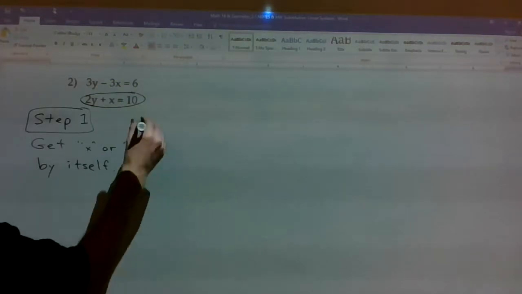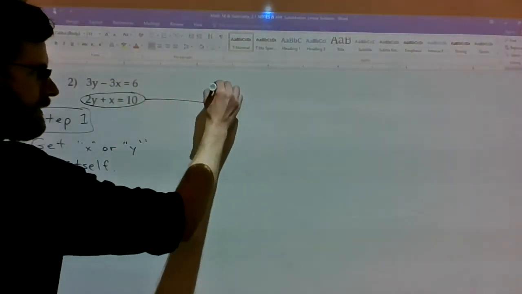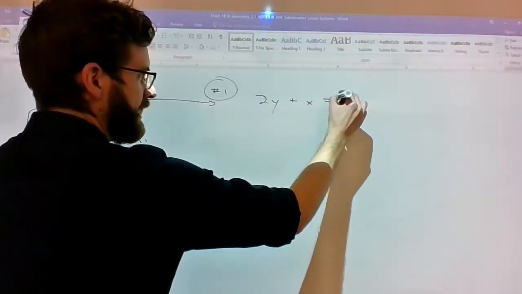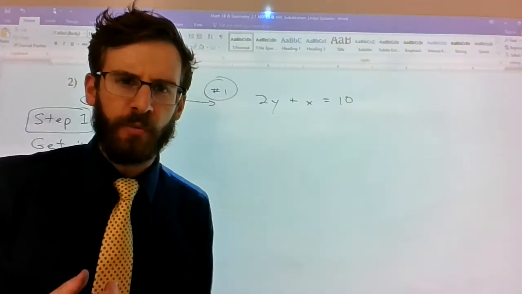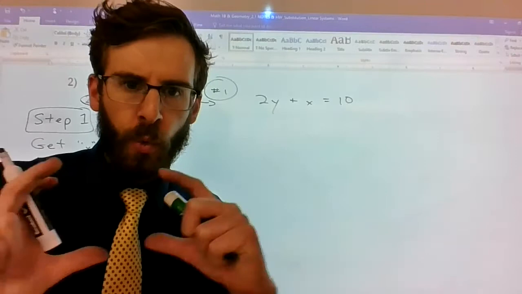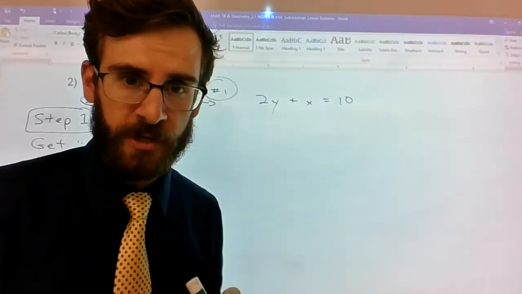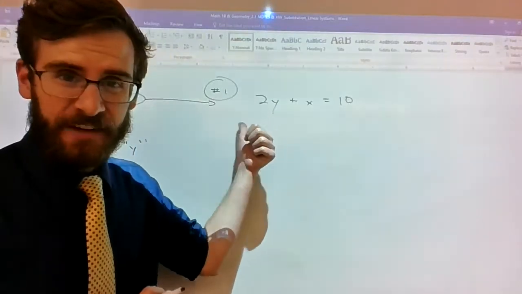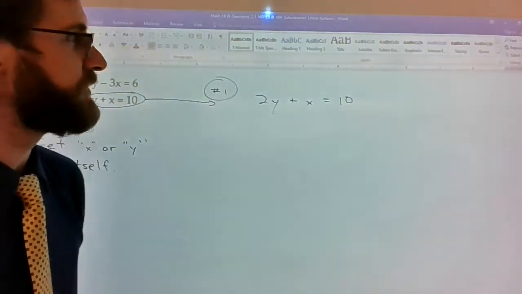So for step 1, I'm choosing 2y plus x equals 10. It's kind of like when we were writing equations of lines and you had 2 ordered pairs and you got to choose which one to plug into the equation, y equals mx plus b. That's kind of a similar idea of choice.